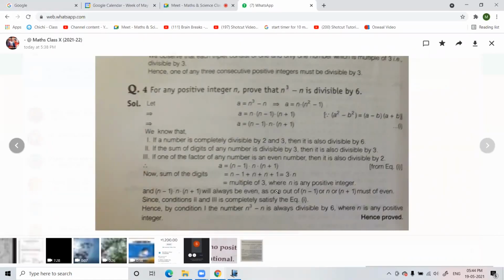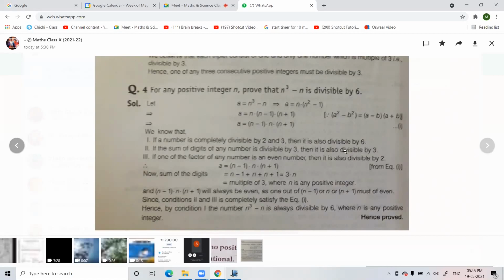Don't use this method in your exams, okay? In your board exam, don't use this method, because they are not actually proving anything over here. They have said that n minus 1 into n plus 1 must be even anyway. So why should it be even? That is what we have to prove, okay?